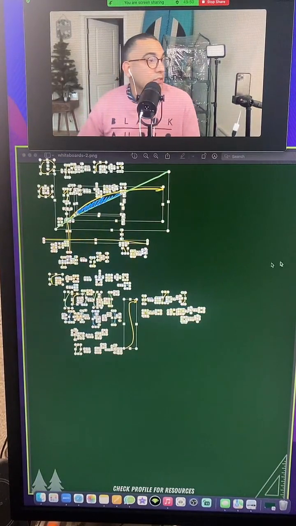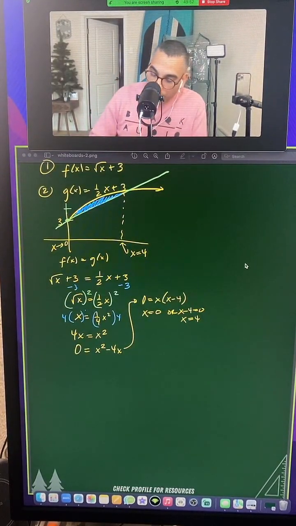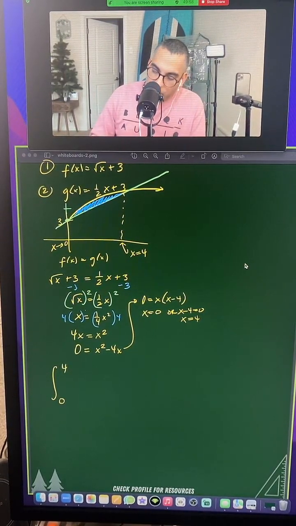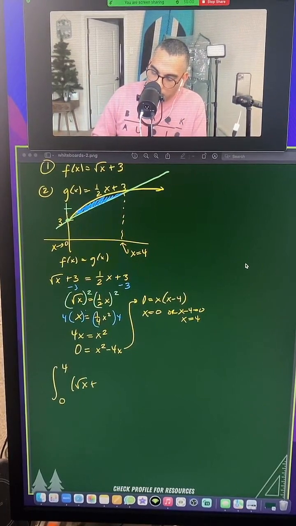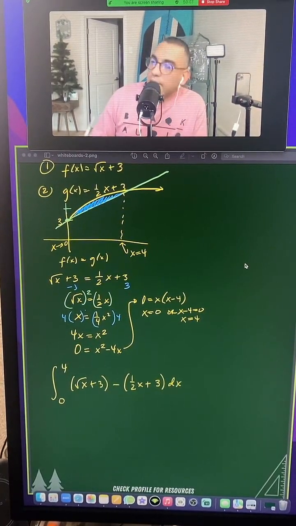Looks like we only have one area that we need to worry about. So the area is equal to the integral from 0 to 4 of the top function, which is root x plus 3, minus the bottom function. Notice how I like to put parentheses.